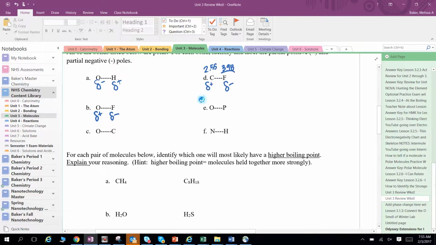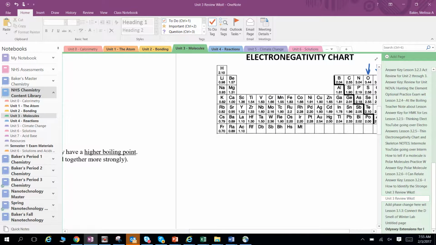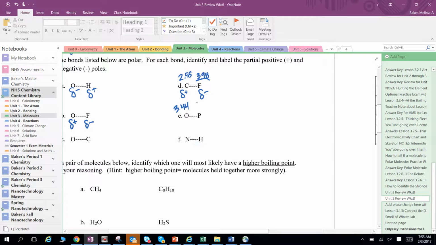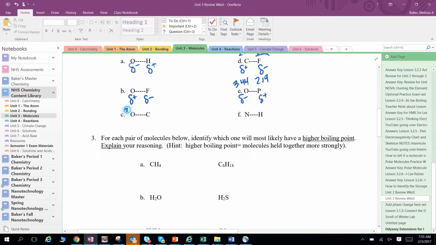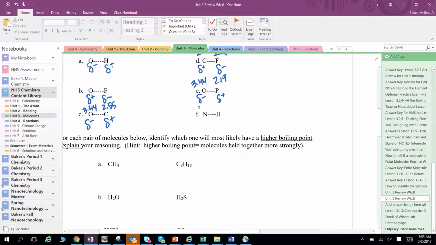How about between oxygen, 3.44, and phosphorus? Phosphorus is 2.19. That means in this example the oxygen is partially negative. How about between oxygen and carbon? Oxygen is again the most electronegative, so it gets the partial negative. And between nitrogen 3.04 and hydrogen 2.1, that nitrogen is partially negative.